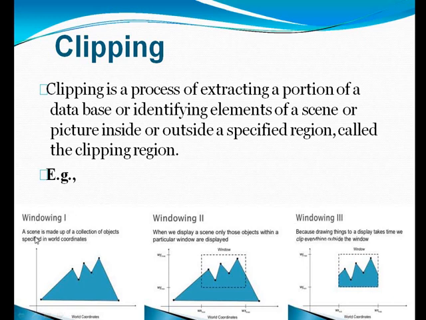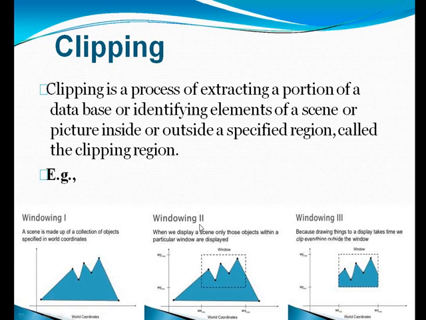Okay, here is an example. So there is a scene. We can see there are three windows shown in this diagram. Windowing 1 shows some object which is just like a mountain, let's say. So a scene is made up of a collection of objects specified in world coordinates. So we have these as world coordinates, and this is some object that is shown here.